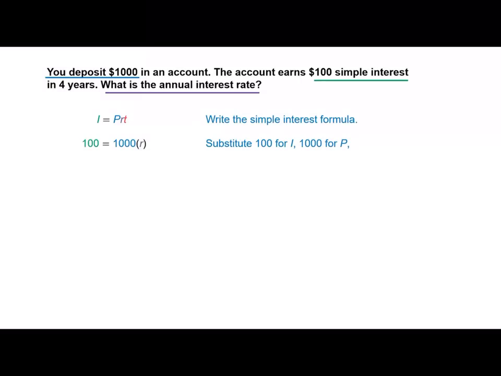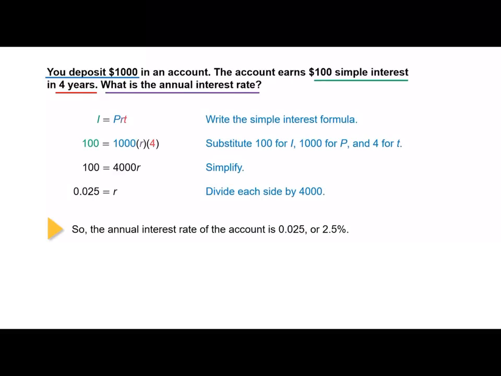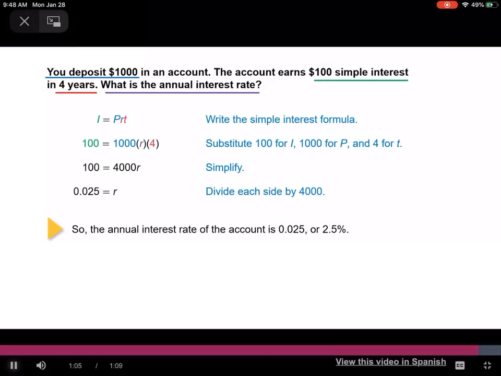So the variable R is unknown. And the time is 4 years, so substitute 4 for T. Simplify, and 100 is equal to 4,000 R. To get the variable R by itself, divide each side of the equation by 4,000, which gives you 25/1000 equals R. So the annual interest rate of the account is 25/1000, or 2 5/10%.